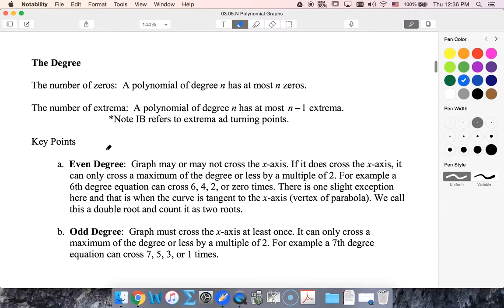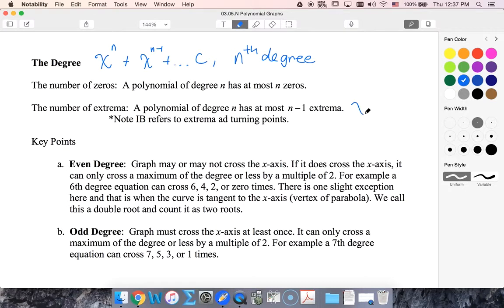We also talk about the degree of a polynomial. So the degree of a polynomial, we've seen before, the degree is the highest power of x. So x to the n plus x to the n minus 1 plus all the way down until we have a constant. Well, I say that this is an nth degree polynomial. And so at most, it will have n zeros. So it will cross the x-axis at most n times. The number of maxes and mins will be at most n minus 1.